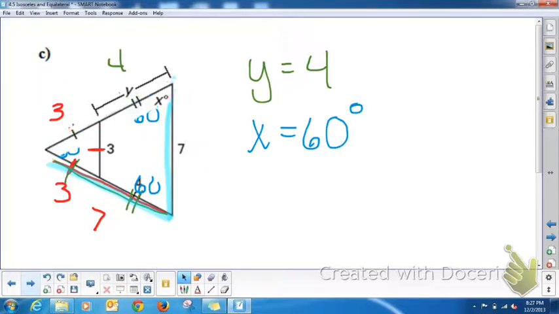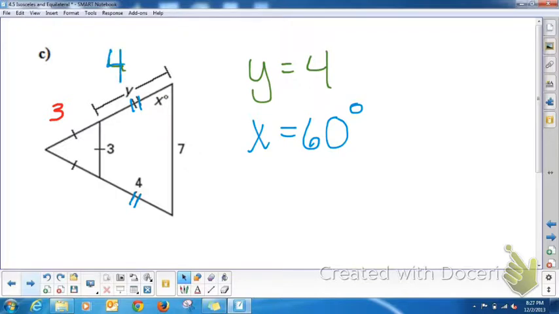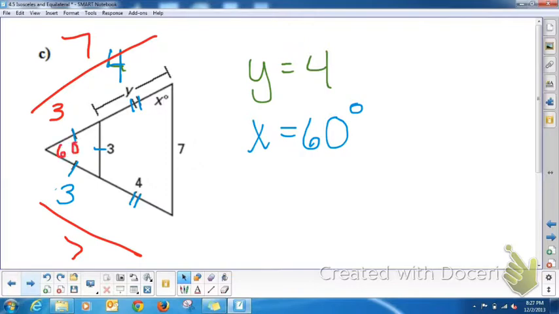So again, if you take a look at this picture, we know that this piece here is congruent to this piece. So this is 4, so y is 4. And if this is equilateral, then this is 3 and 3, 3 and 4, 3 and 4. So you know all the sides are 7. And therefore, you know that this is an equilateral. And if it's equilateral, then all these angles are 60, 60, 60. Because if it's equilateral, then it's equiangular.